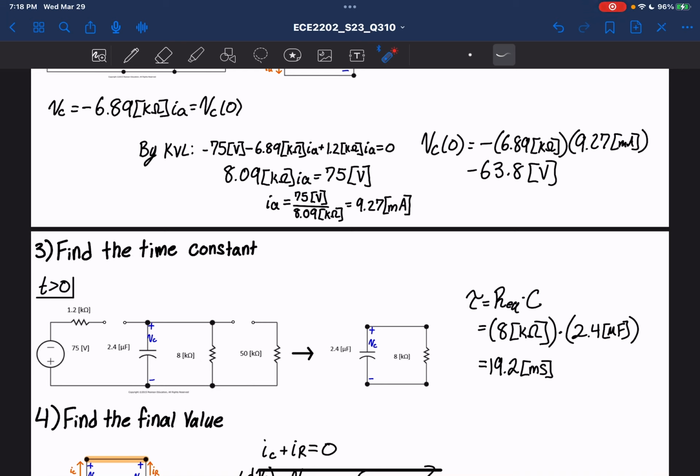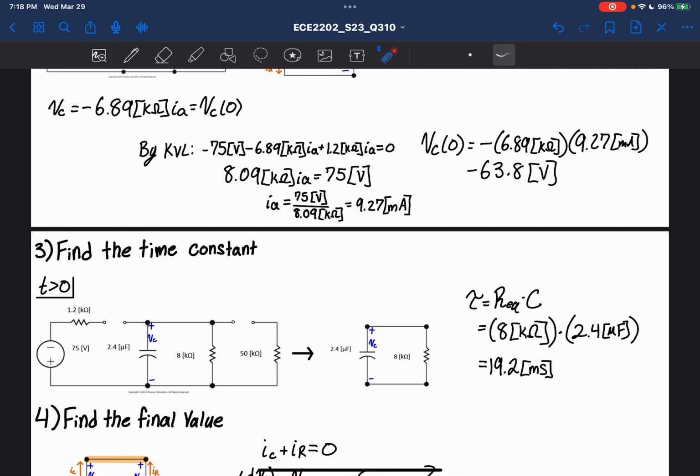And we do this by redrawing the circuit for the time after 0, after the switch happens. So we have the switches open and our capacitor is back. It's no longer in steady state. So we can ignore this side of the circuit because it's open, simplifying it only to this, right?